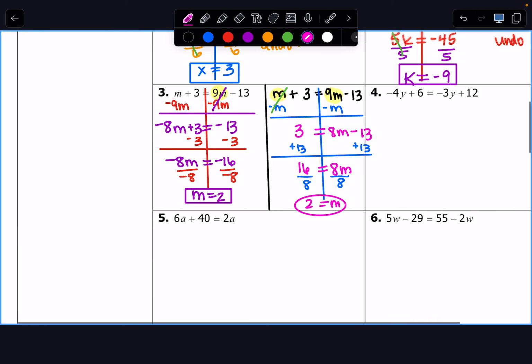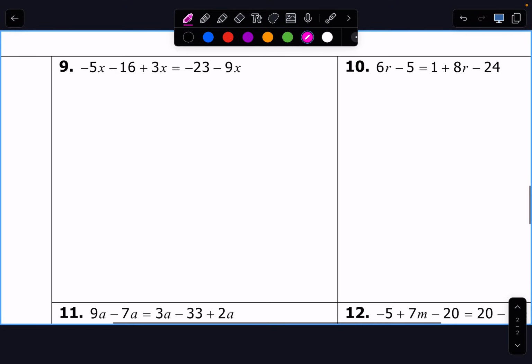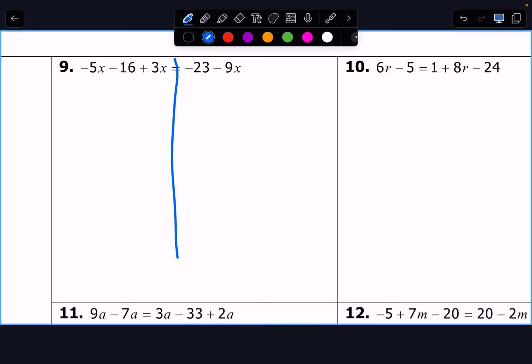All right, now I want you to turn the page and I want you to look at number 9. Okay, we've talked about how it's different when we have variables on both sides. So let's combine our skills with yesterday with what we just talked about today.